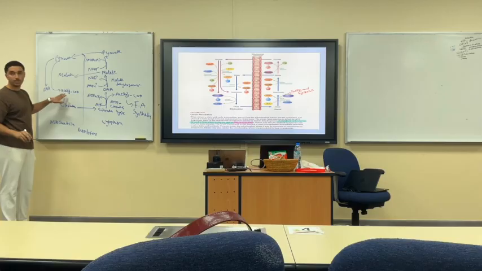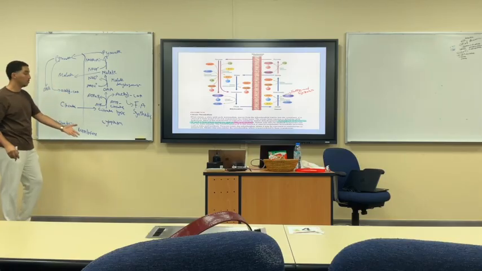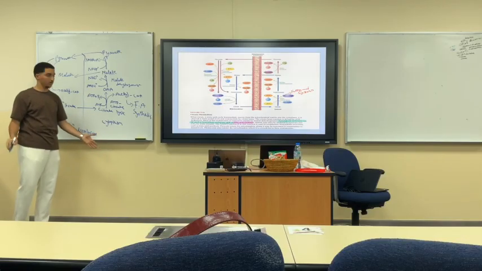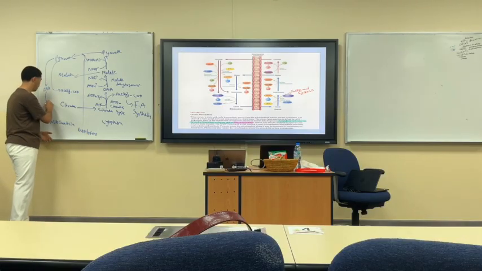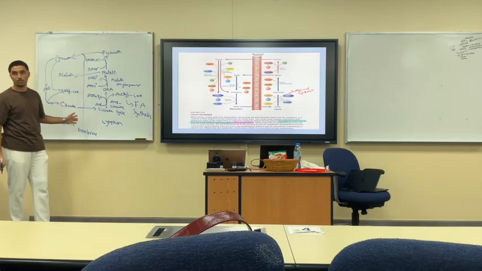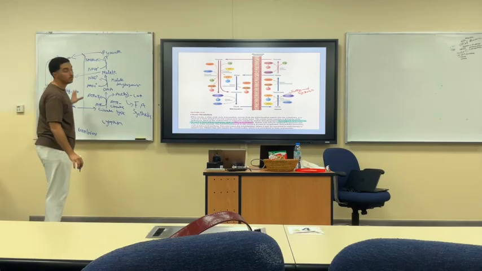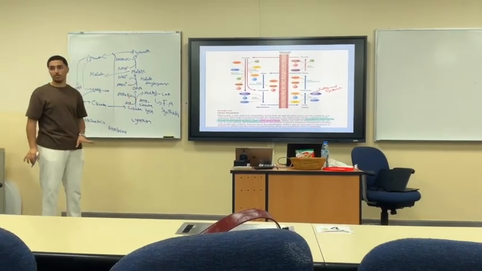Normally, if the pyruvate was converted into acetyl-CoA, we will continue the citric acid cycle normally. We will condense the oxaloacetate with acetyl-CoA to get citrate. So this is the reaction. This is the citrate metabolism.